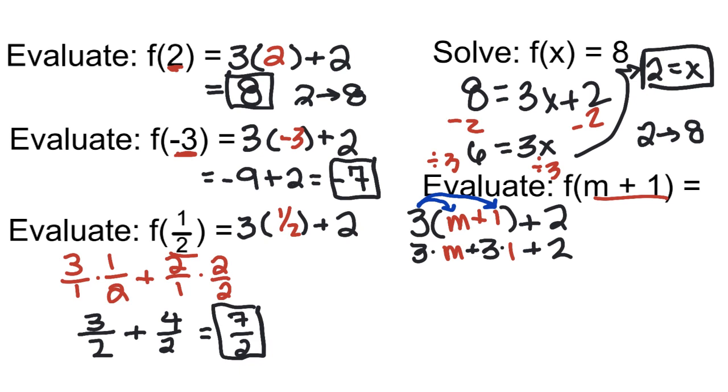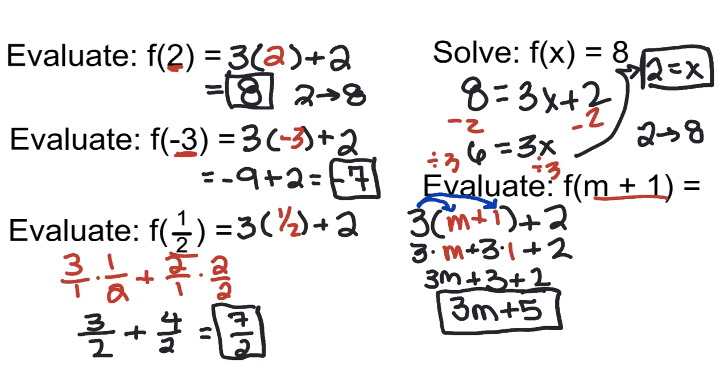So I simplify this and I get 3 times m is just 3m, because I don't know what m is. 3 times 1 is 3. And then I still have the 2. Now I can add the 3 and the 2, so I get 3m plus 5. So if I input m plus 1, I get 3m plus 5.